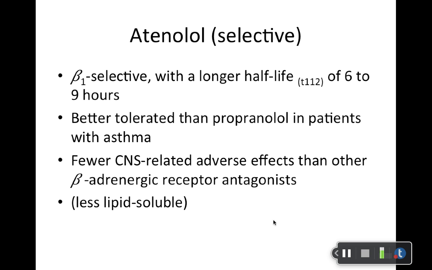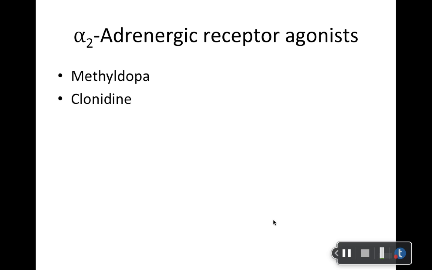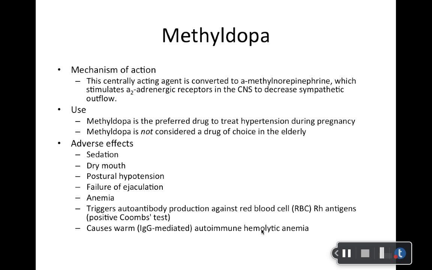One advantage, though, is that it does have fewer CNS-related adverse effects, and it's related to being less lipid soluble. And so again, if a person with depression had to be on a beta blocker, maybe then atenolol could be a rationale for picking that one over some of the other ones.